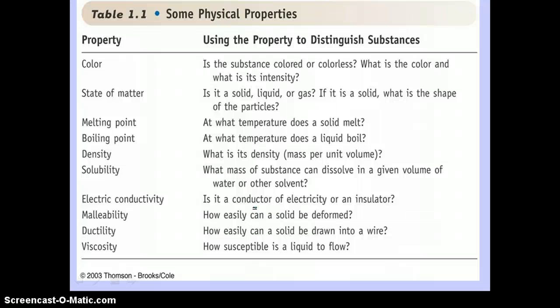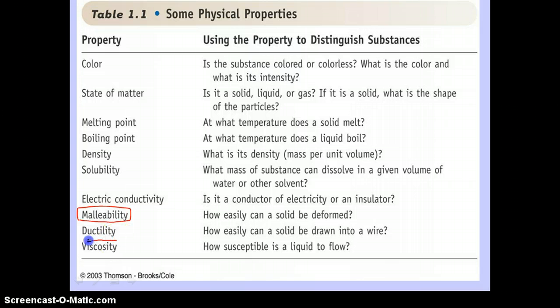Some examples of physical properties are listed here to show you as well. There's a couple on here that we didn't mention. Malleability seems to always show up on something like the OGT. Malleability is just how easily you can form that solid into another shape. So can you hammer it into another shape, maybe form an art project or something like that, like you're able to form it into something else.